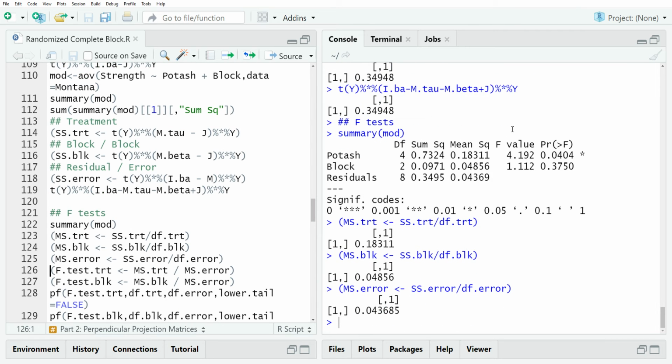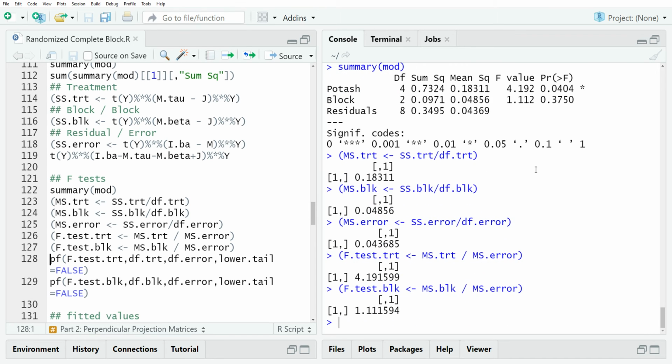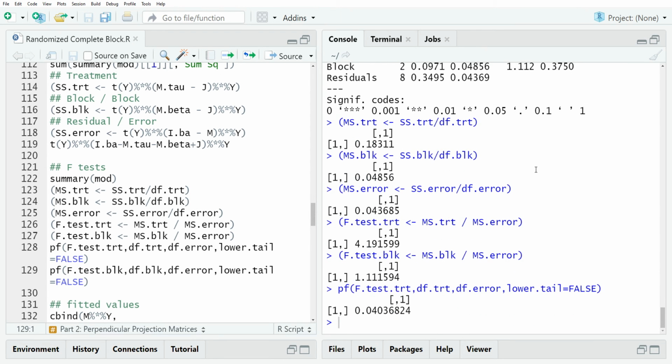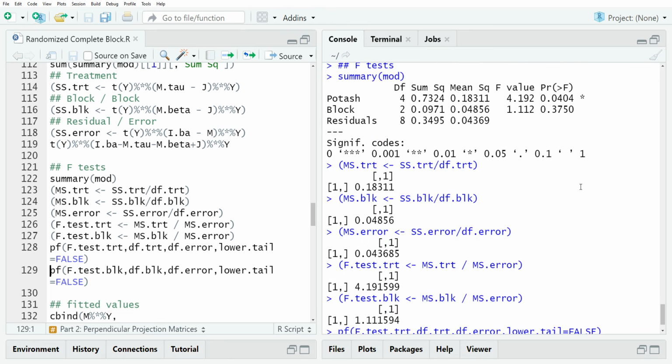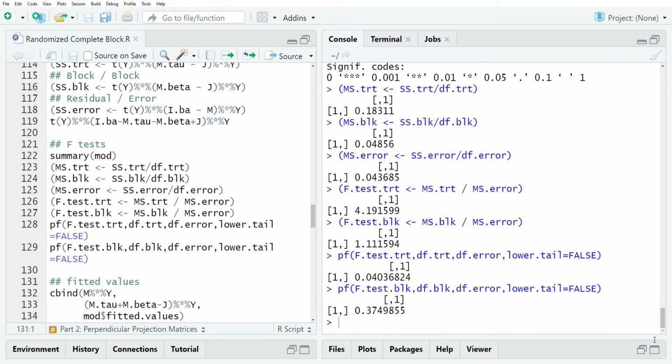And so to get these mean squares, you take the sum of squares divided by its degrees of freedom. And then these F values are the mean square divided by the residuals. So that's what this next step does. So 4.19 is for treatment and 1.11 for the block F value. Now the P values is of course just the area in the tail. And notice we get that 0.04, and the next one should be 0.37. Yep, so that's the same.